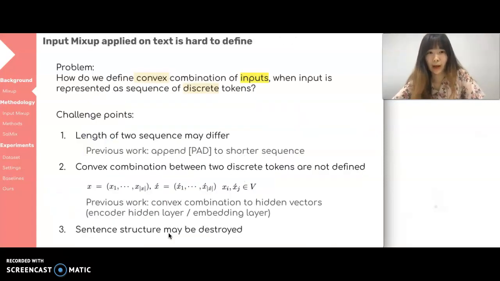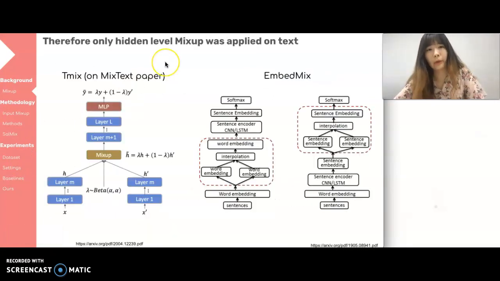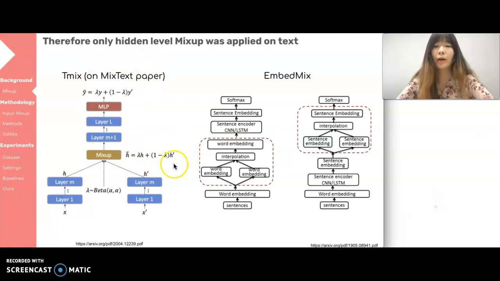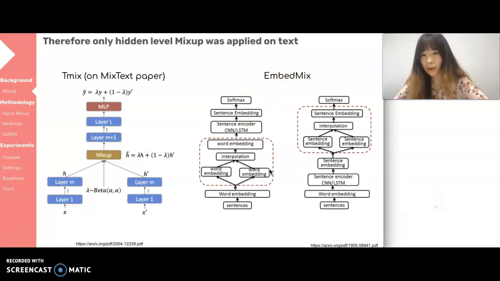As I explained in challenge point 2, only hidden level mix-up had been applied on text. For example, SSMix and the paper on mixed text applied hidden level mix-up on the encoder layer, and for EmbedMix, they applied hidden level mix-up onto the word embedding or sentence embedding layer.